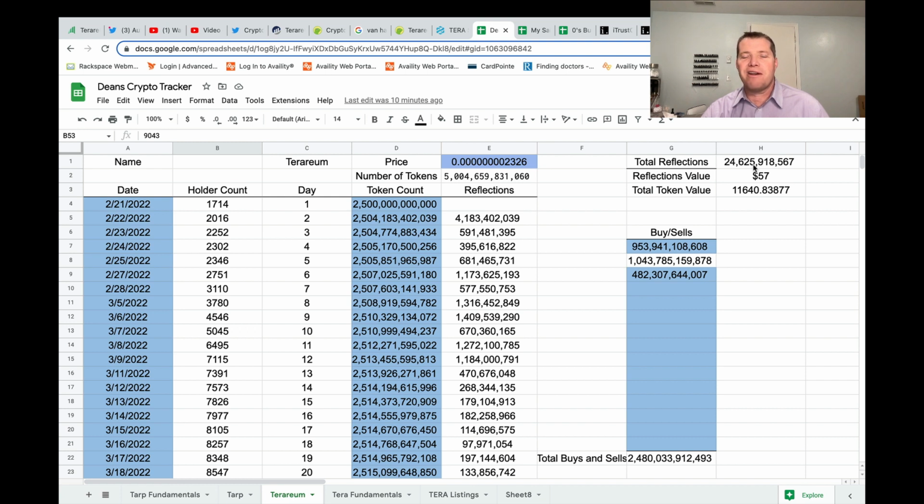So Terareum project, Terareum developers, keep up the hard work. Let's carry this community to some real financial strength and stability.